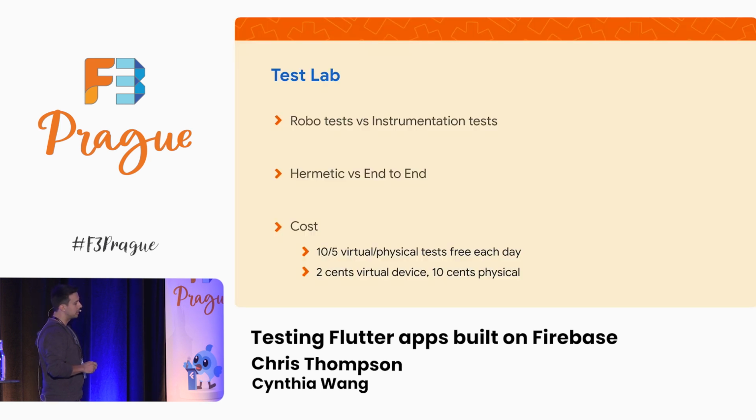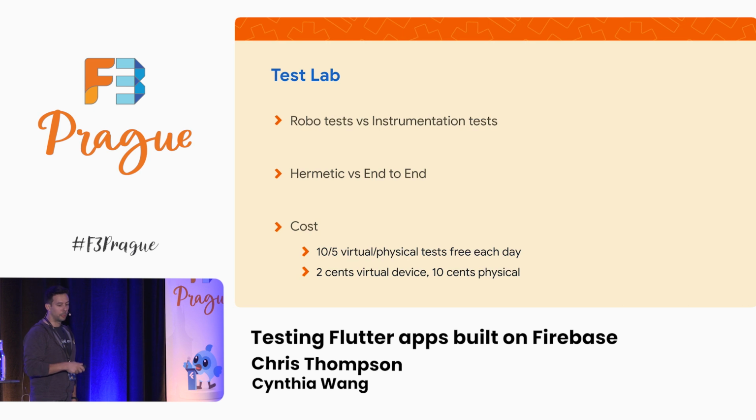So Test Lab testing comes in two flavors: robo tests and instrumentation tests. Robo tests are automatic tests that are run in Test Lab that don't require you to specify a test script. You just upload your app and Firebase Test Lab will do the rest. Instrumentation tests are where you run your Espresso or integration tests written in Flutter driver in Test Lab. So you get to specify the behavior of the test.